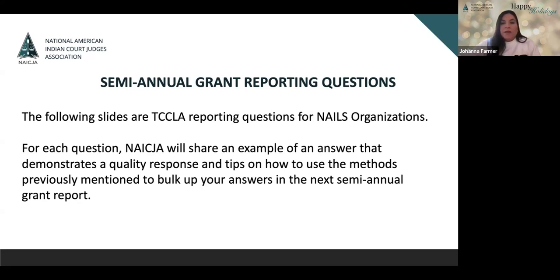So the following are the actual semi-annual grant reporting questions. These are the TCCLA reporting questions that each one of the NAILS organizations has to answer semi-annually. We'll share an example of an answer that demonstrates a quality response, and tips on how to bulk up your answers for the next semi-annual grant report.